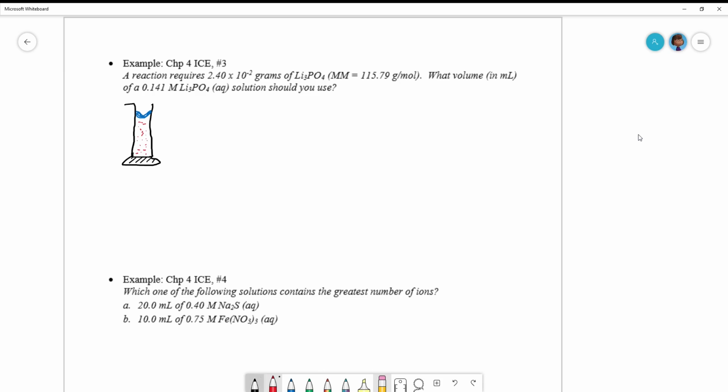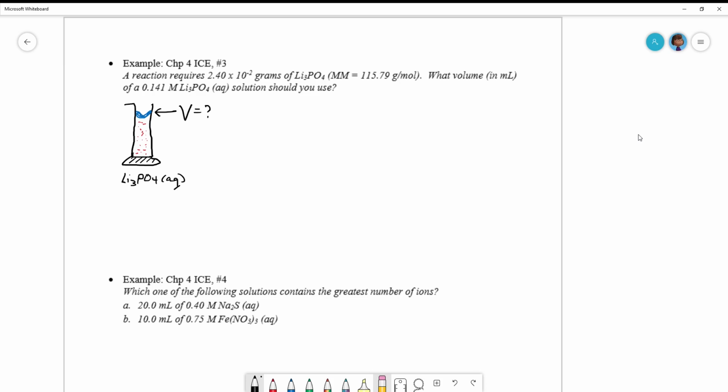And what is the solution that we have here? It is Li3PO4 aqueous. What's the solute? Lithium phosphate. What's the solvent? Water, because it's an aqueous solution. Now, what's our goal? We want to know the volume of this solution.